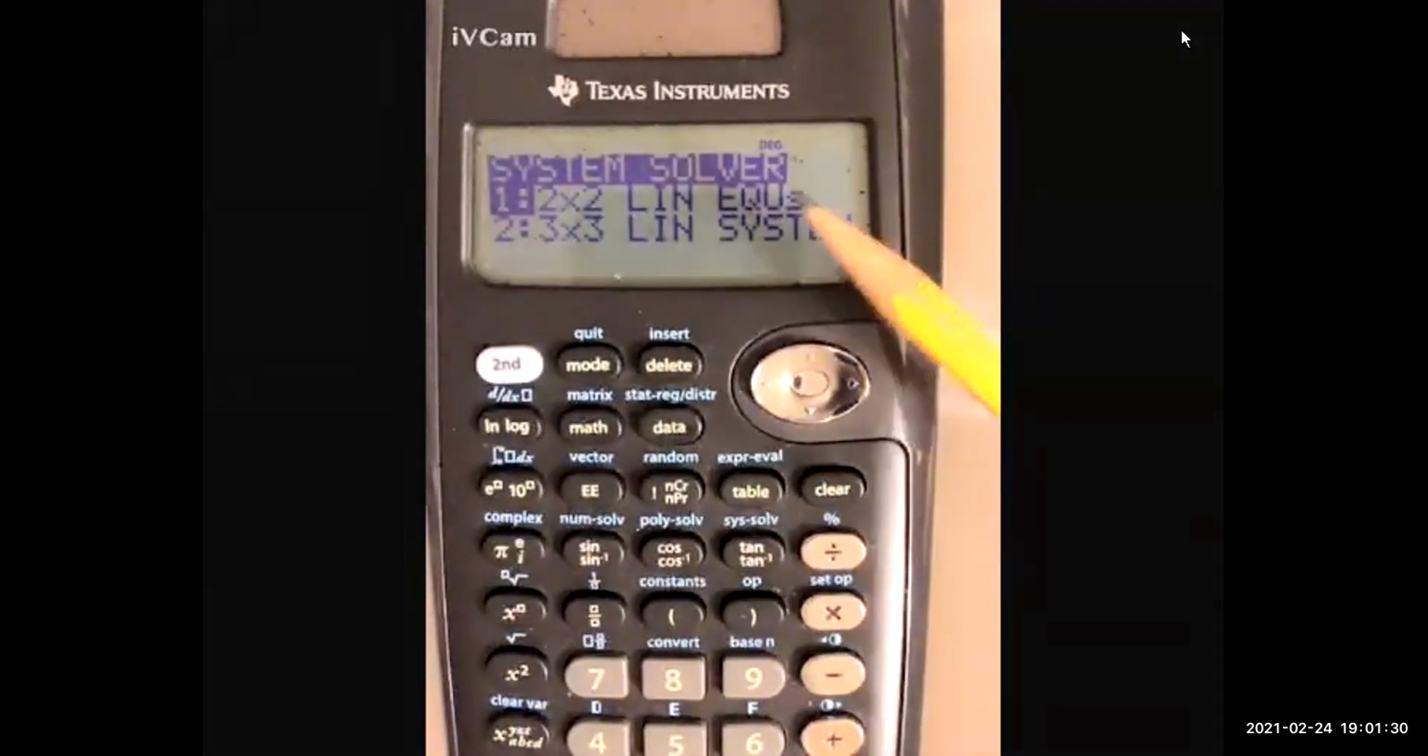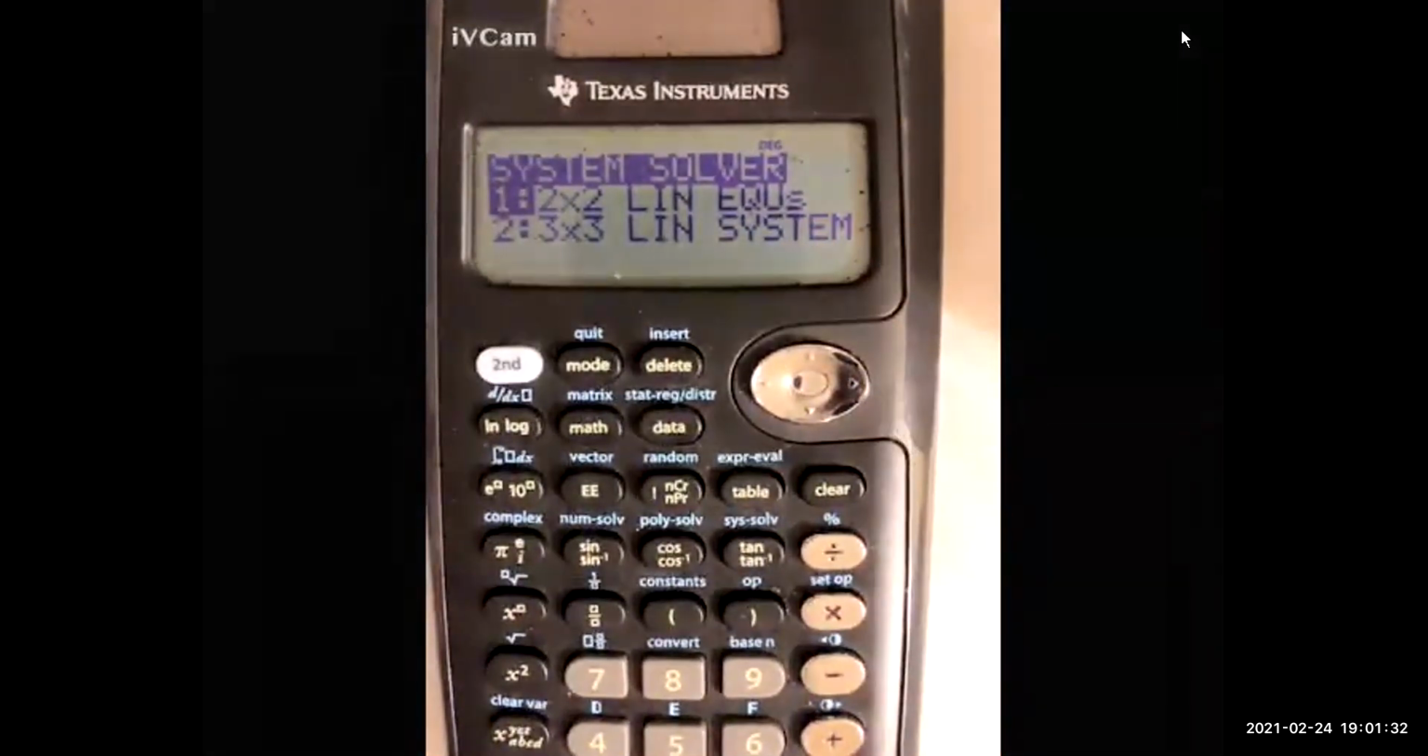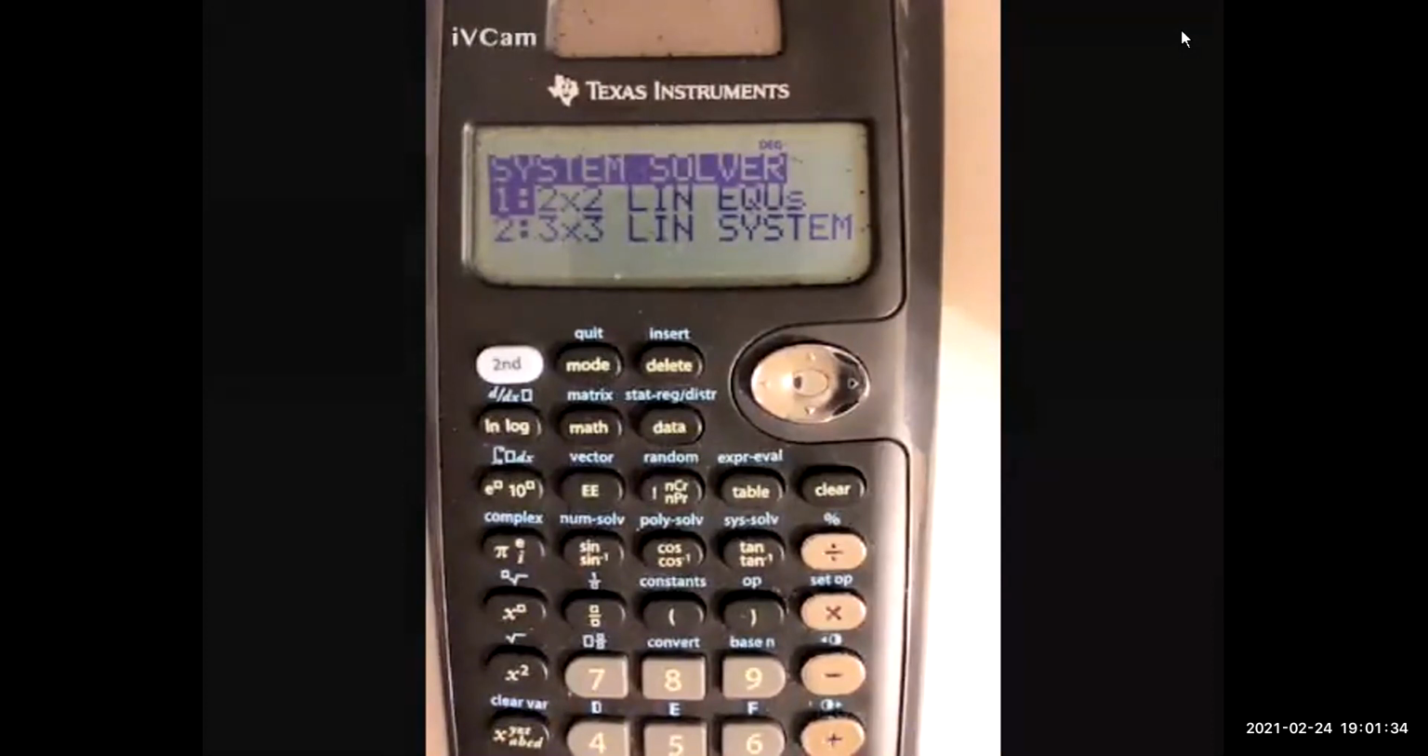So really powerful. This is one of the reasons. There's several more that we'll run into over this semester, but this is one of the reasons why I encouraged you to get this calculator, because for like 20 bucks, it does a whole lot.